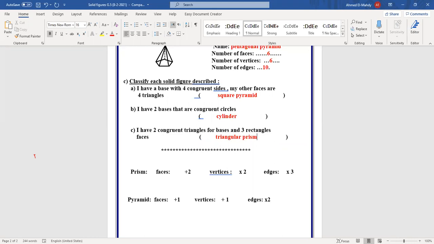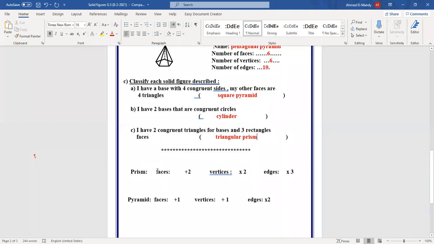Quickly again, everyone, the difference between the pyramid and the prism. The prism has two congruent bases, and the pyramid has only one base. The other faces in the prism are rectangles. The other faces in the pyramid are triangles. The cylinder has two circular bases. The cone has only one circular base and has one vertex.